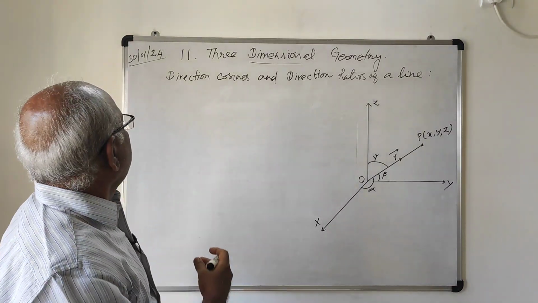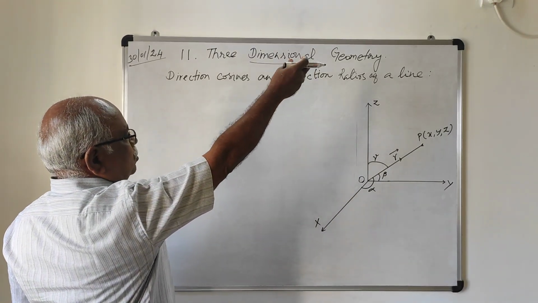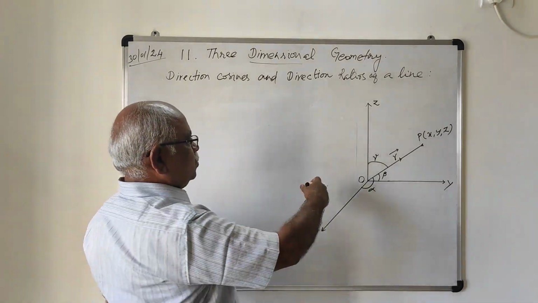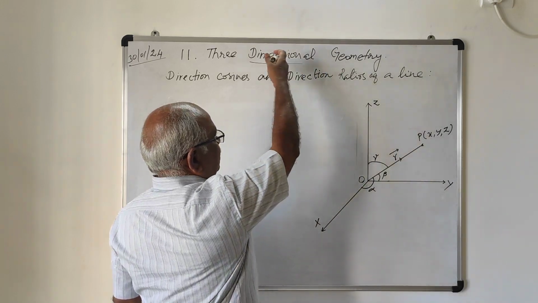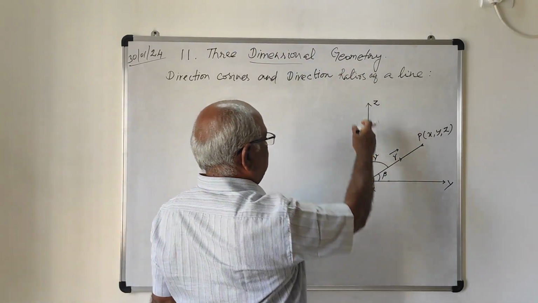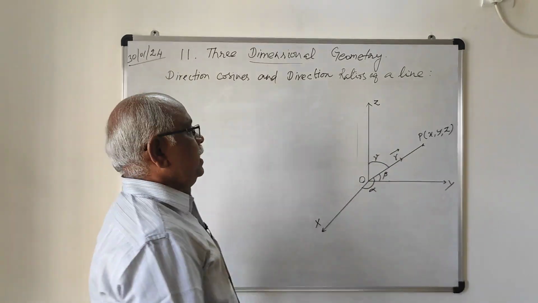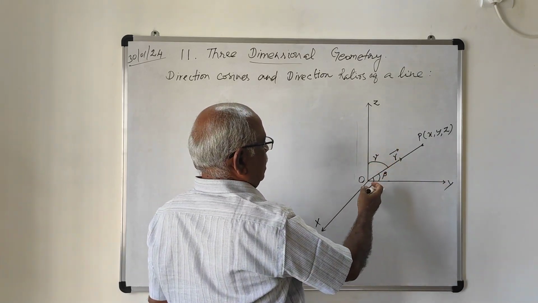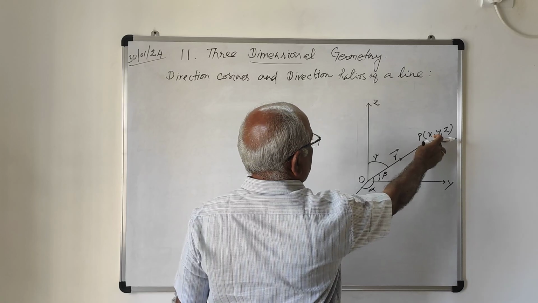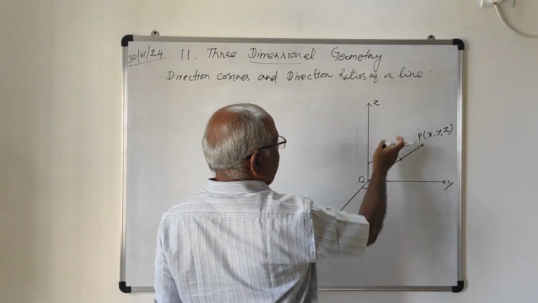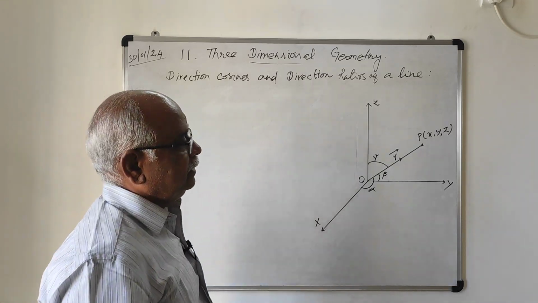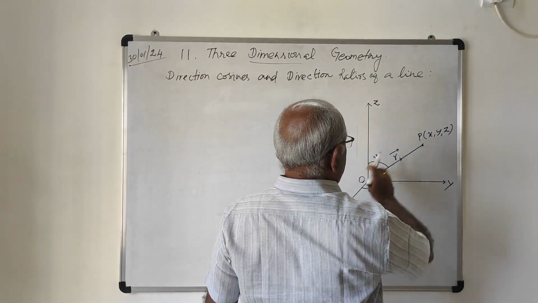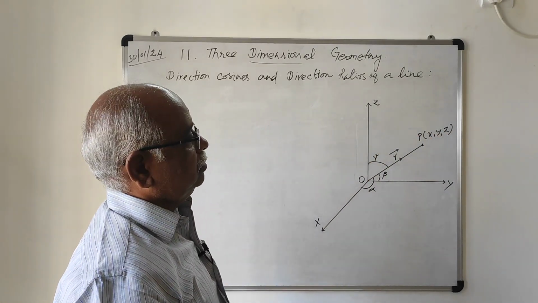First, introduction. The direction cosines and direction ratios of a line given in a three-dimensional space. See, OX, OY, OZ are the coordinate axes in three-dimensional space. And P(x, y, z) is any point in space. XOY is a plane. OP is a line, the required line. The x, y, z are the direction ratios of the line OP. It is given by the vector r.